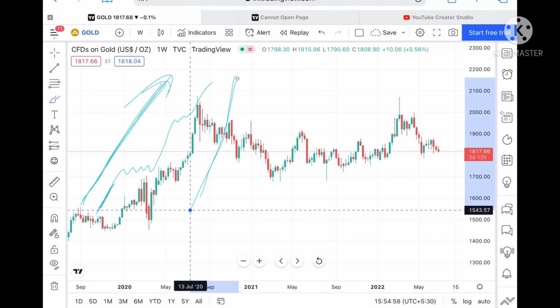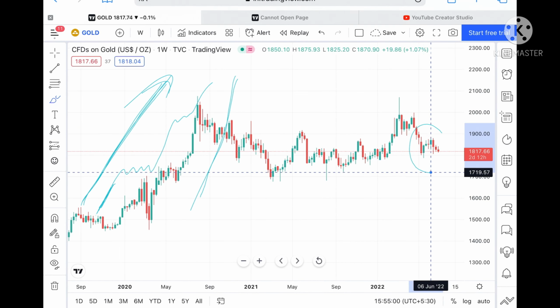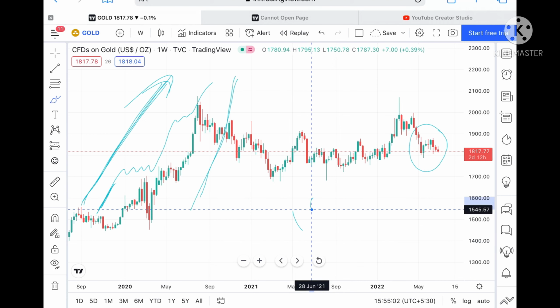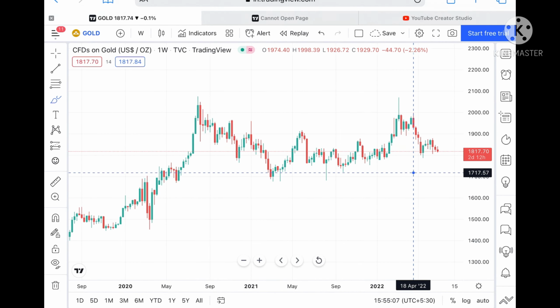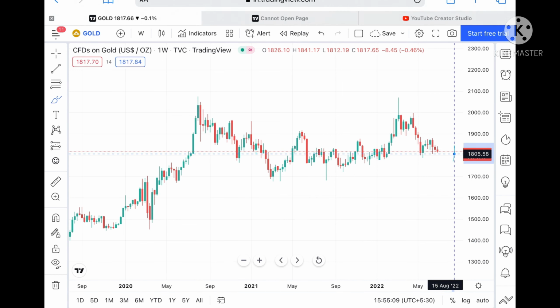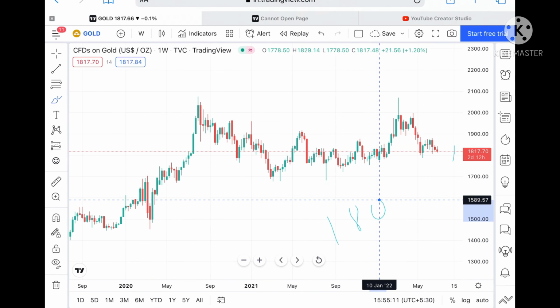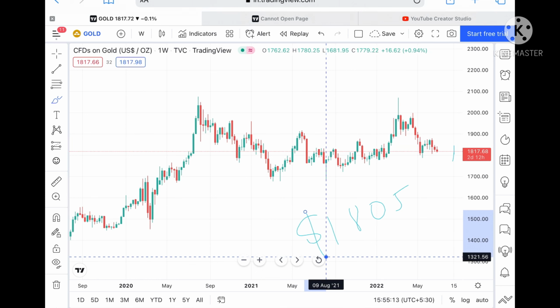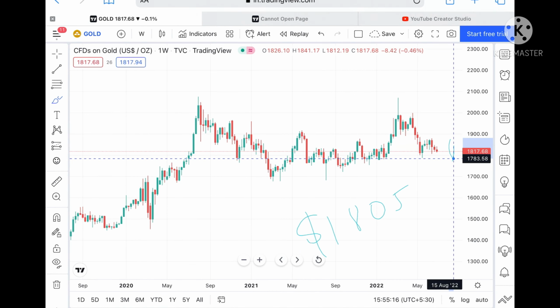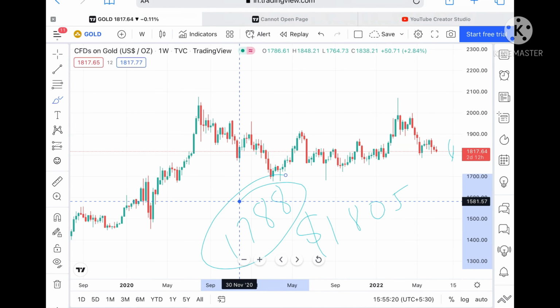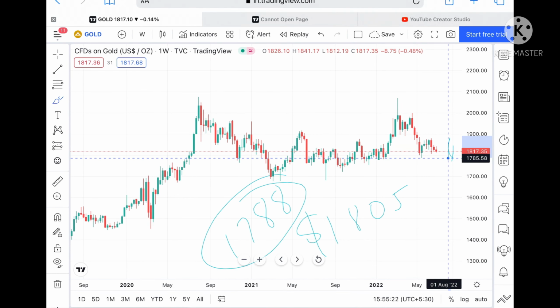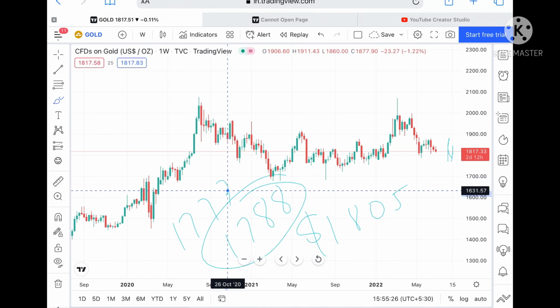Okay, but suppose this level doesn't sustain, currently trading at around 1817.77, then we can see it can move further down towards a level of 1805. Okay, and this is a weak support, so the probability is very high that it can move to a level of 1788. And once it goes below that level, we can see it can go further downside to a level of $1777.